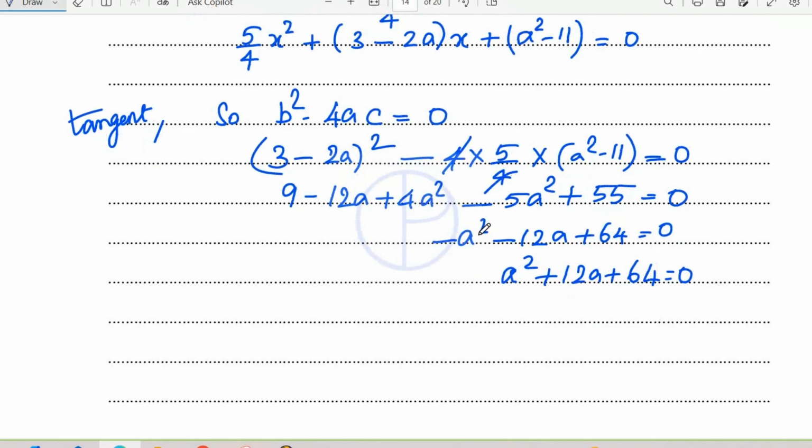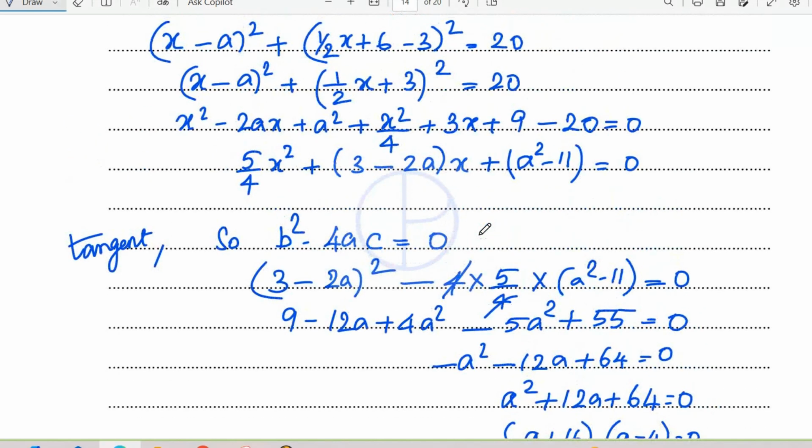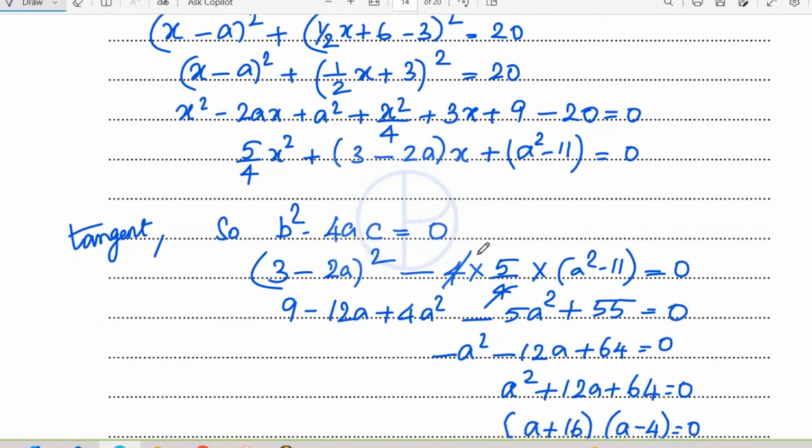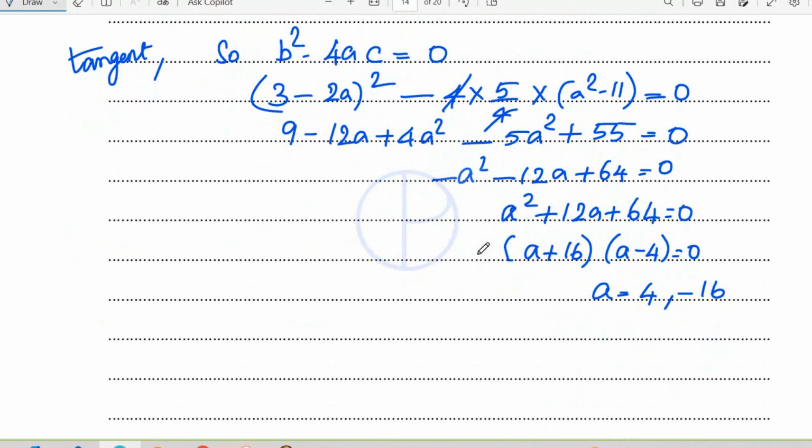Let's factorize this one. (a plus 16) multiplied by (a minus 4) equal to 0. So a is equal to 4, negative 16. a equal to 4 is already given, so we show that one possible value is 4 and find the other possible value. So one value is 4, another value is negative 16.